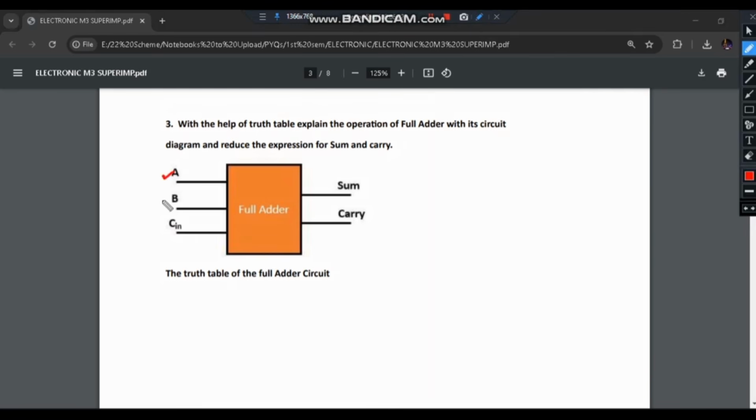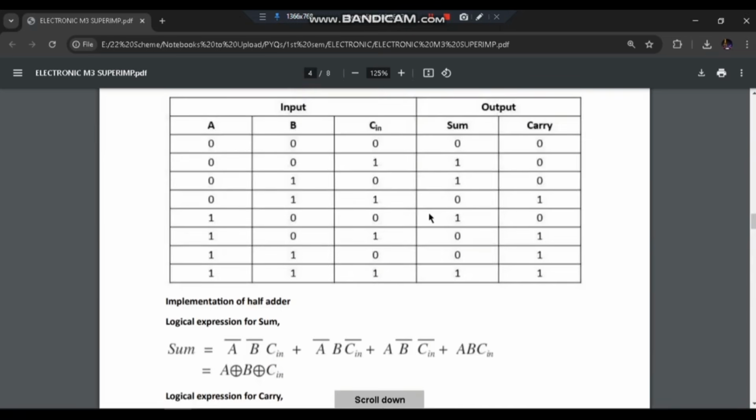Here there will be two inputs, A and B, and this is the carry input. Okay, and the output will have sum and carry. And this is the circuit diagram, and the truth table will be as follows. Here there will be inputs, A and B, and C is the input carry. 0 0 0 0 1 1 1 0 0 1 1 0 1 0 1 0 1 0 1.